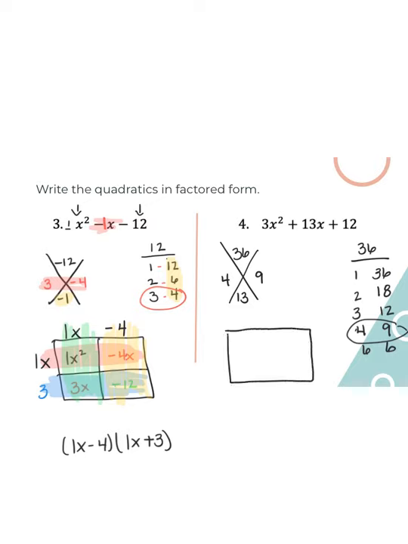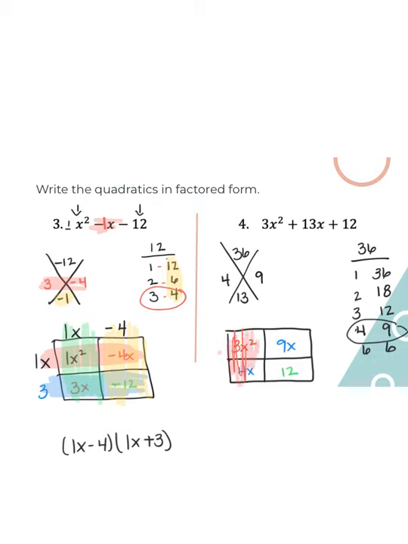Draw my box. Start with my a value. So I'm going to say 3x squared. And then replace my b value. So I have a 4x and a 9x. And then go ahead and stick in my c value, which is a positive 12.